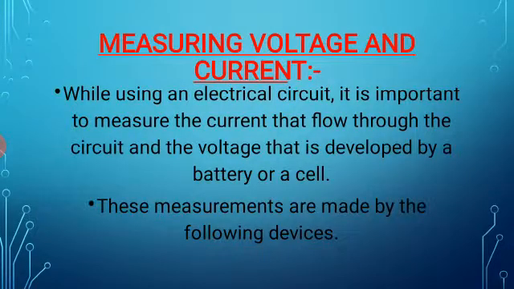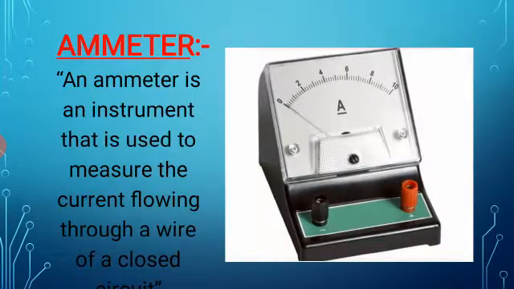Now we will discuss about measuring voltage and current. While using the electric circuit, it is important to measure the current that flows through the circuit and also the voltage that is developed by the battery or a cell. These measurements are made by using different devices. We will discuss those devices one by one.